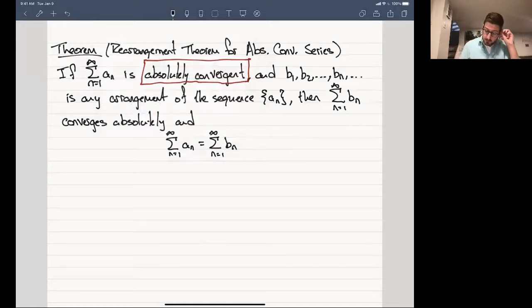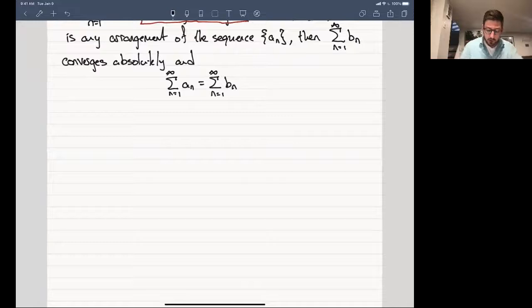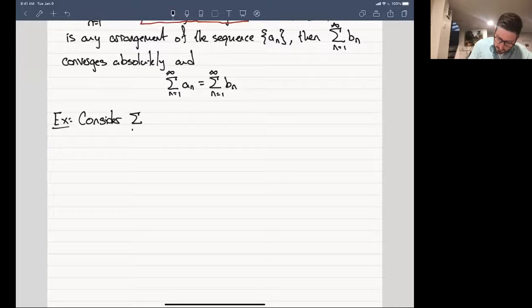Now, I'm not going to prove Riemann's theorem, but I want to illustrate it with our old friend, the alternating harmonic series. So what do we have? I'm going to show you how to rearrange it so it can sum to something that doesn't make sense. We've already proved with the alternating series test that this thing converges. So in fact, I told you it converges to the natural logarithm of 2.